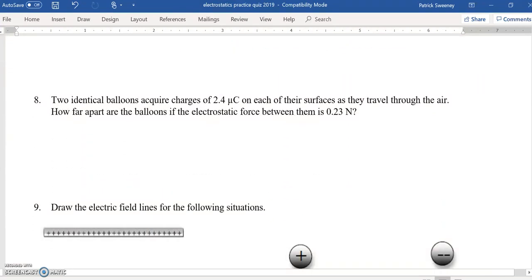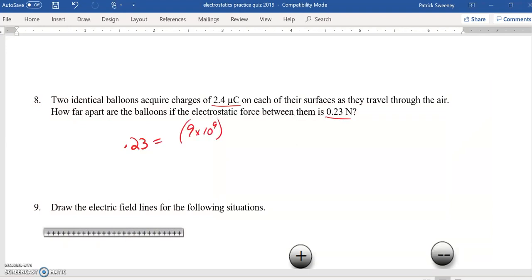Number 8, you got two balloons with identical charges. We don't know how far apart they are if the force between them is 0.23. So 0.23 equals 9 times 10 to the 9th. 2.4 microcoulombs is 2.4 times 10 to the minus 6th. There's 2 of them, so I'm going to square it over R squared. Do your algebra. Radius is 0.474 meters apart.